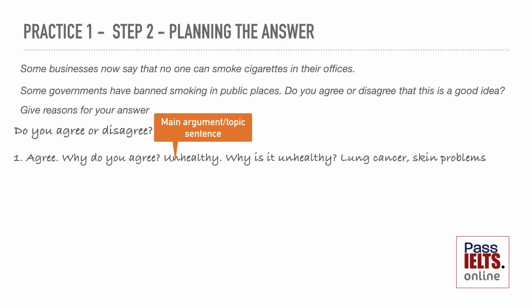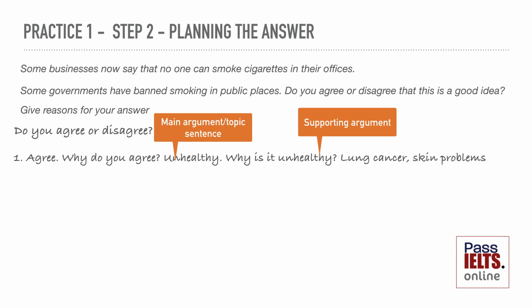And this will give you the main argument or the topic sentence. You need to have a main argument and or a topic sentence in each paragraph for the task response and also for the coherence and cohesion. So you're really getting two things in this one question. Then you can ask yourself, why is it unhealthy? And you have your supporting argument.